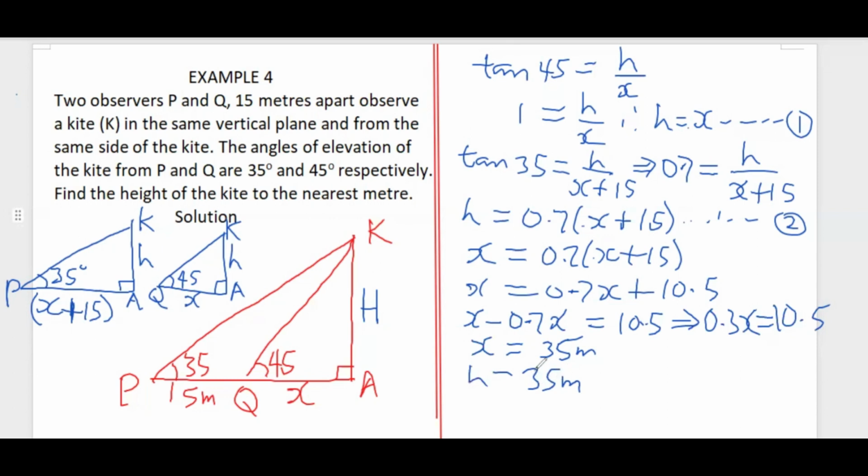35 meters. So this takes us to the end of the concept, elevation and depression.